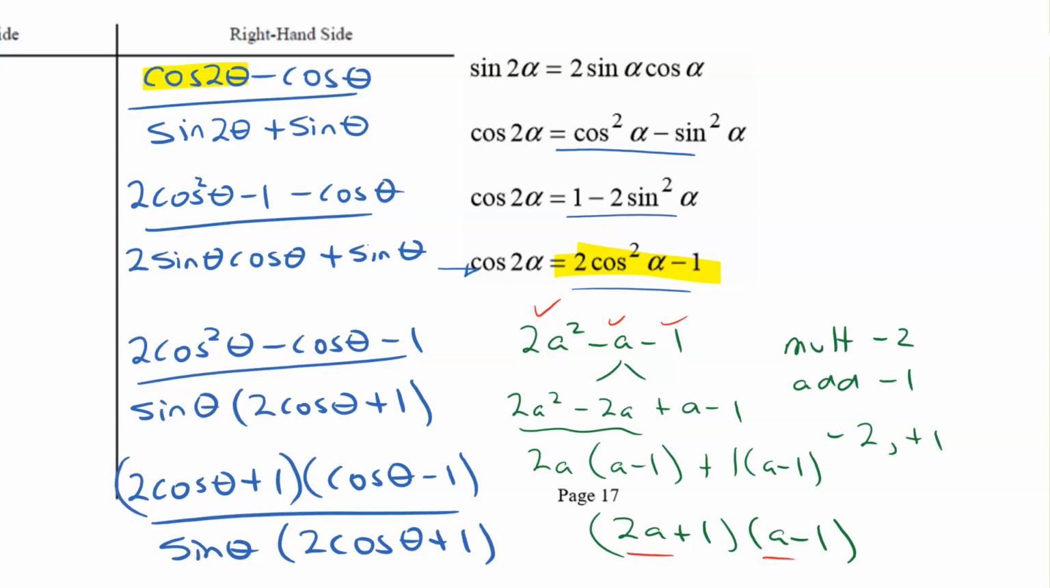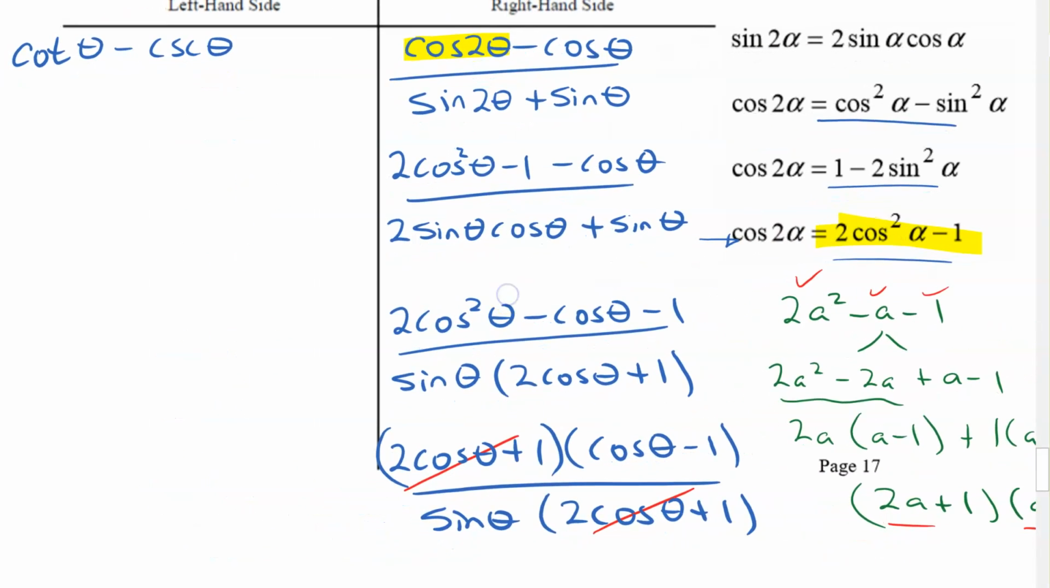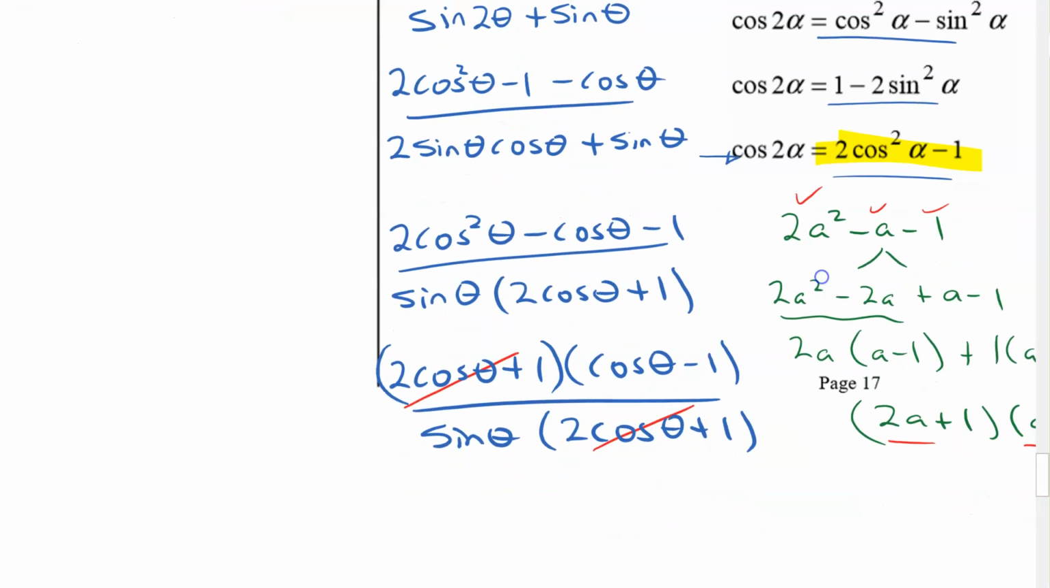So now I have this common term of 2 cos theta plus 1. I can cancel off the top and the bottom. So now I've got cos theta minus 1 all over sine theta. This is a good time to go check out what I have over here. I've got cotangent minus cosecant. So on the right-hand side, this boils down to cos theta minus 1 all over sine theta.